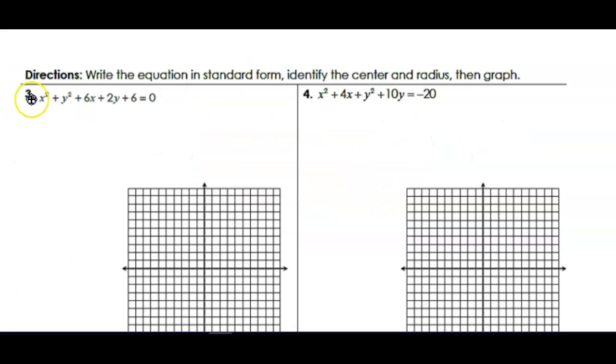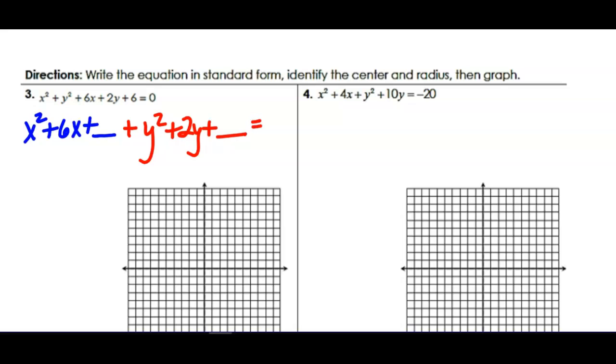What we're going to do here is separate the x's and y's. So we have an x squared plus 6x, and then we're going to put a blank. I hope this is coming back to you from other courses. Then you have a y squared plus 2y plus a blank, equals, and then we're going to move this constant over to the other side, so it'll become a negative 6. Then we're going to need to add both a red and a blue blank on that side.